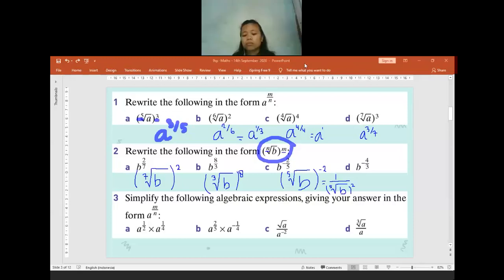No? Okay. Let us move to question D then. For question D, what will it be? Anyone want to help me answer? Question D. Yeah, it will be cube root of B, so cube root of B to the power of negative 4.